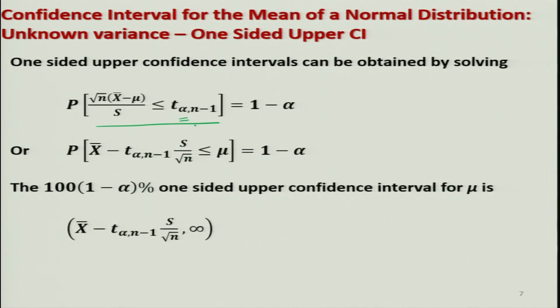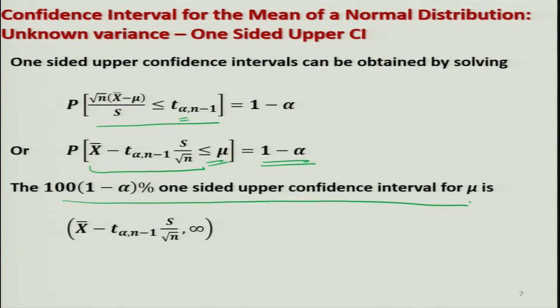So, if you try to solve it simply, this limit will come out to be x bar minus t alpha at n minus 1 degrees of freedom, capital S by root n, and this is less than or equal to mu, and this probability is equal to 1 minus alpha. So, the 100(1 minus alpha)% one-sided upper confidence interval for mu is obtained here like this: x bar minus t alpha with n minus 1 degrees of freedom into S by root n, to infinity.